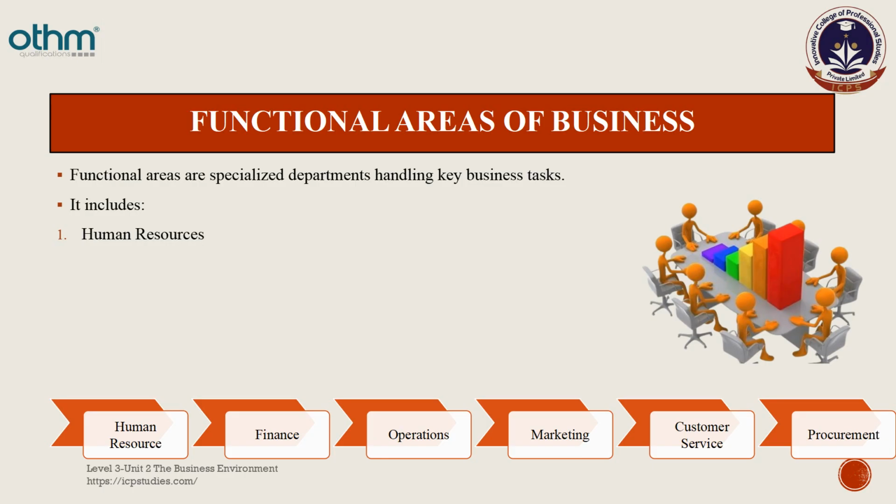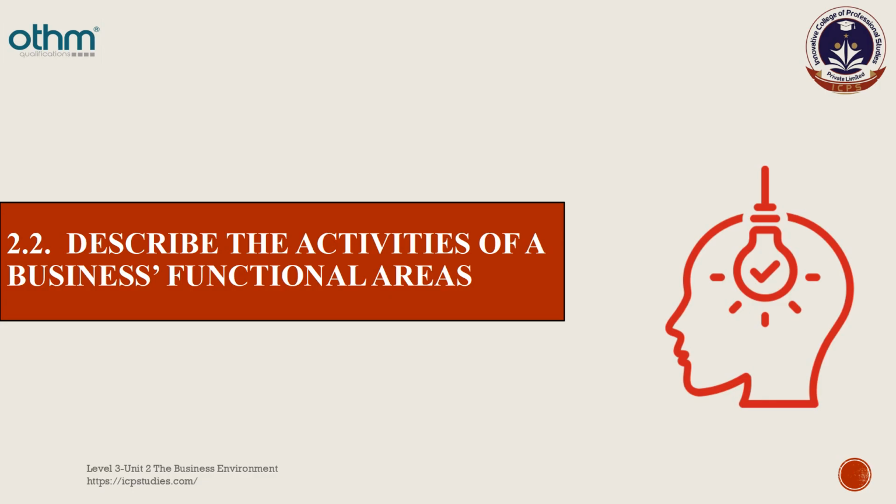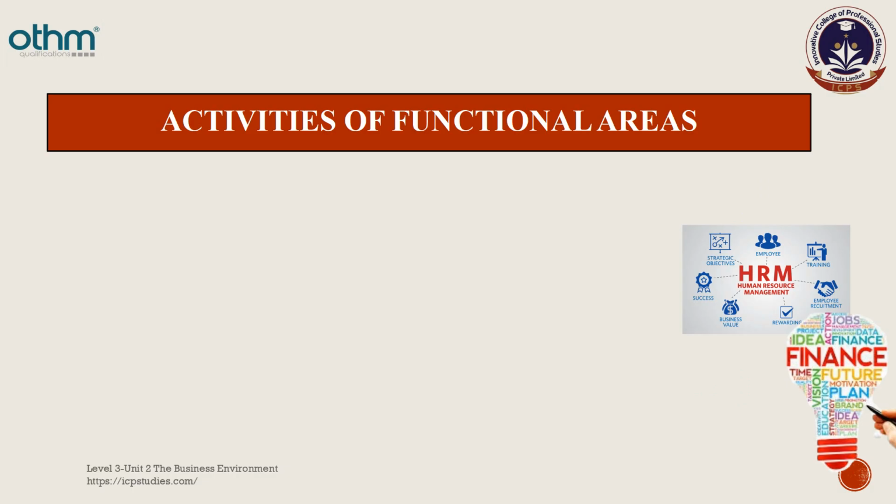It includes the human resource department of the business, finance department of the business, operations department of the business, marketing department of the business, customer service department of the business, and procurement department of the business. So our first functional area is the human resource department.